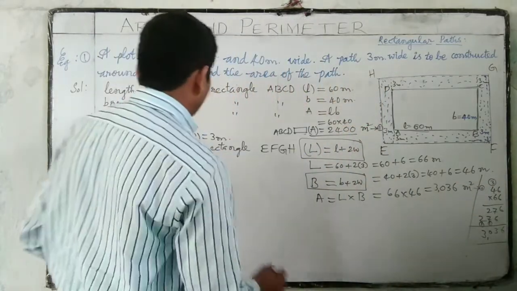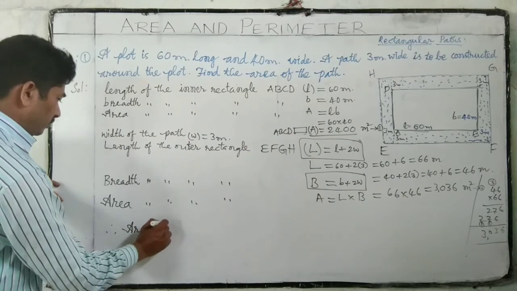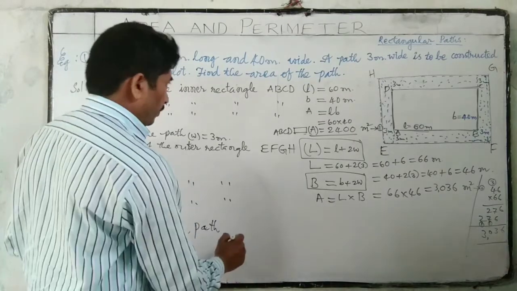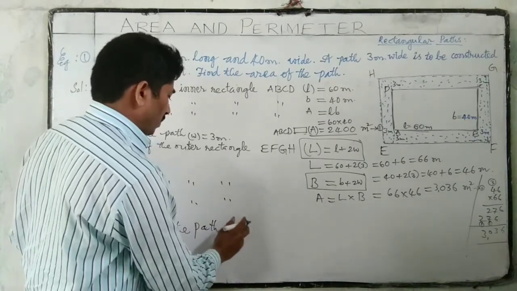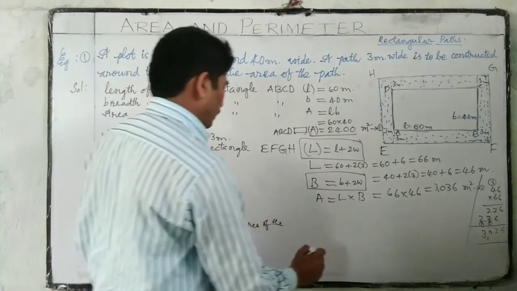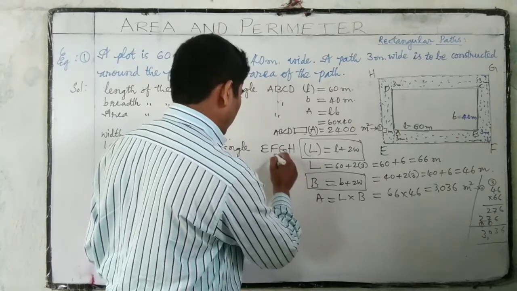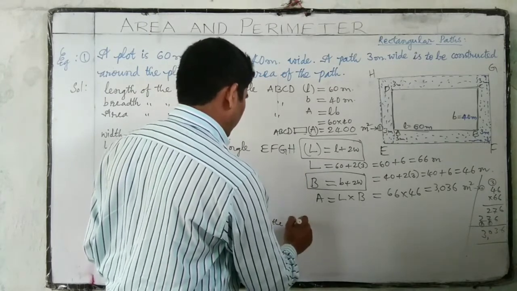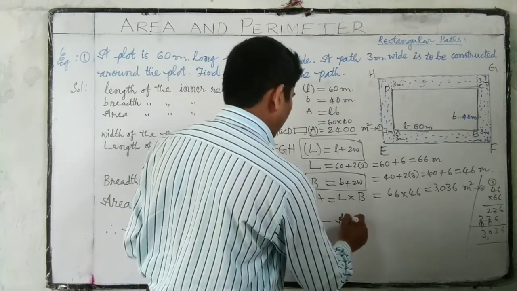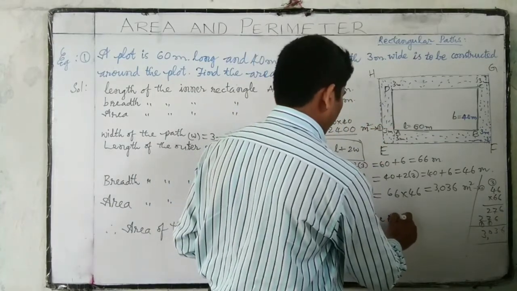So area of the path, therefore area of the path is equal to area of the outer rectangle, area of the EFGH, minus area of the inner rectangle ABCD.